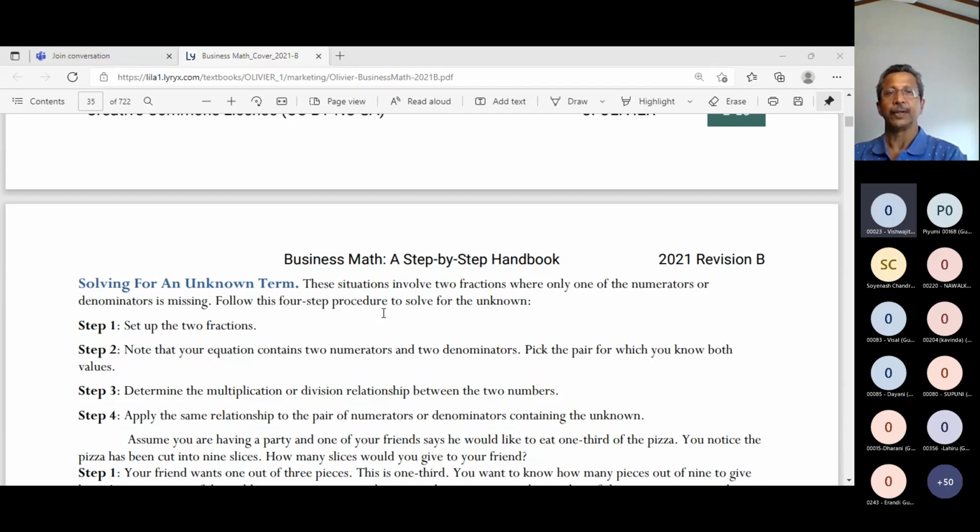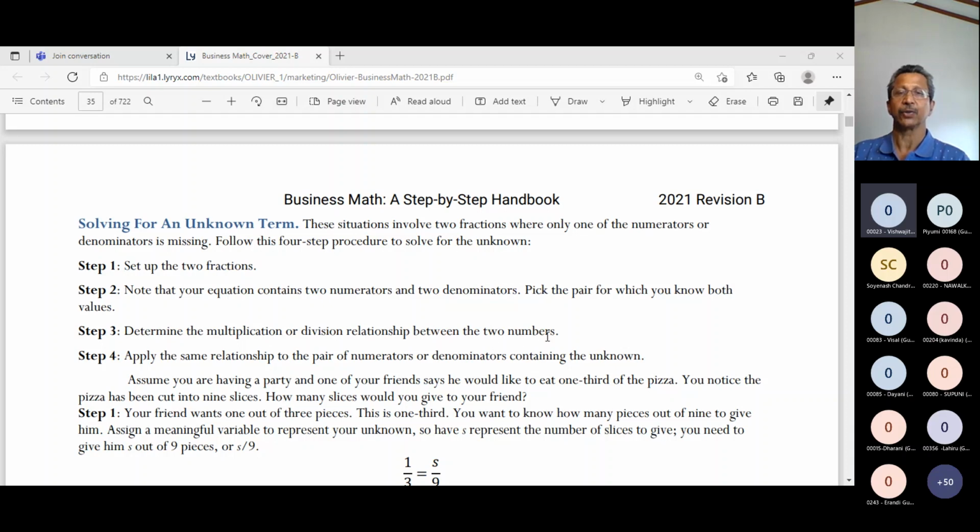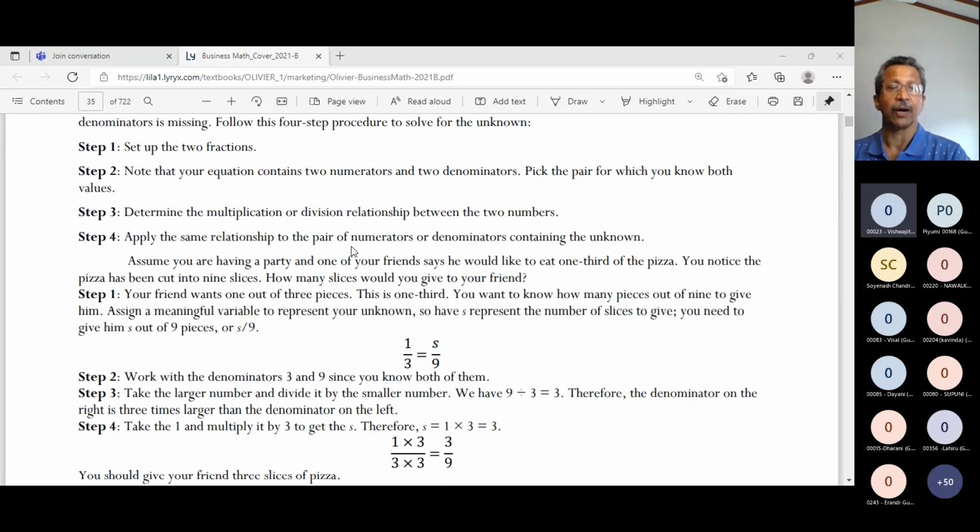Now, solving an unknown term. These situations involve two fractions where only one of the numerator or denominator is missing. So we have to find what this numerator or denominator is. So we set up the two fractions. Note that your equation contains two numerators and two denominators, right? Numerator is the top one, denominator is the bottom one, right? Pick the pair for which you know both values, right? Determine the multiplication or division relationship between the two numbers. Apply the same relationship to the pair of numerator or denominator containing the unknown, right? So we'll do an example and see how to find it, right?